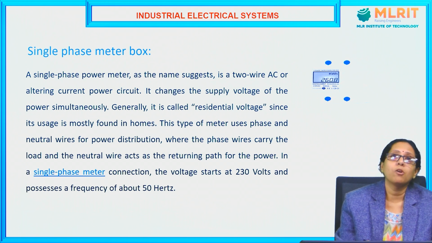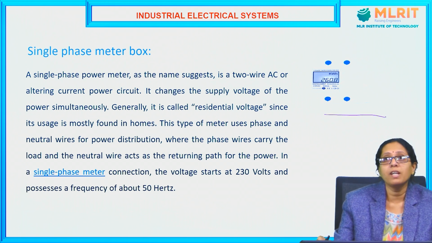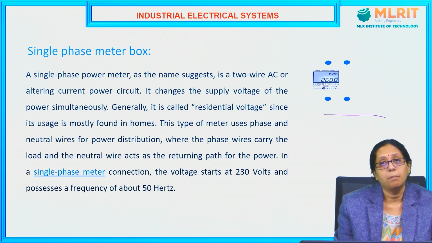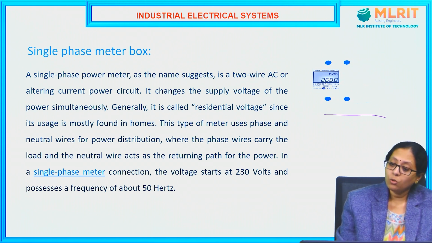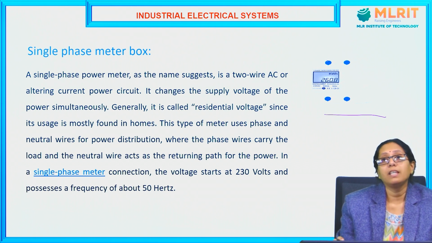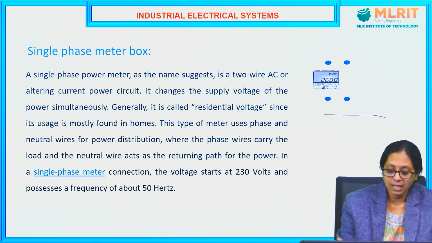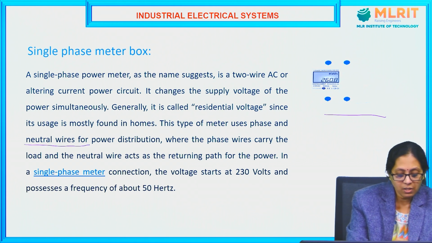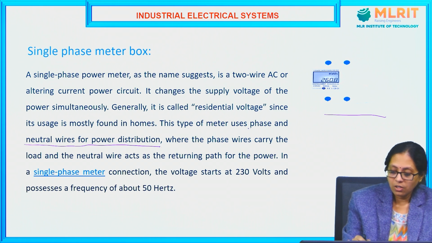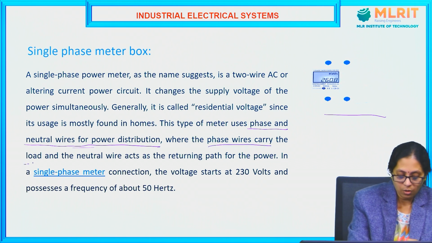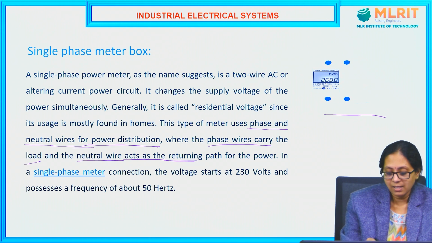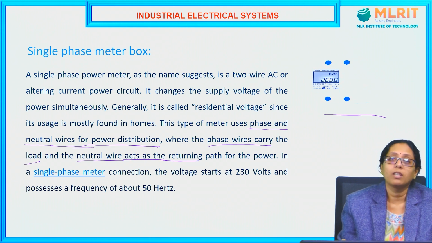Single phase meter box. Here you can see the picture of a single phase digital meter box, where there are two ports, that is phase and neutral. The phase gives the supply to it and the neutral is the neutral wire for power distribution. Here you can see the phase and neutral wires, where the phase wire carries the load and the neutral wire acts as the returning path for the power.